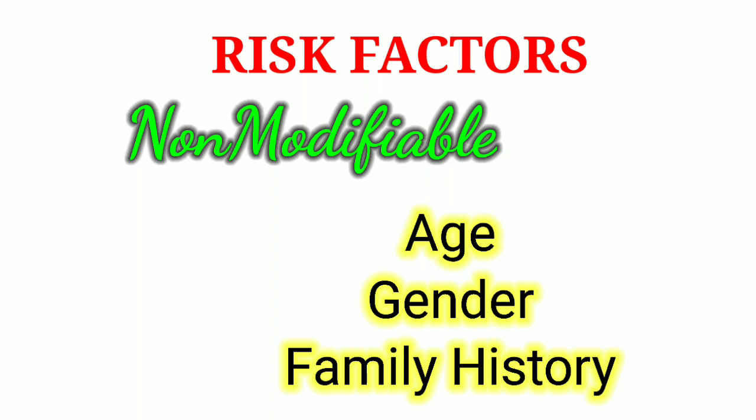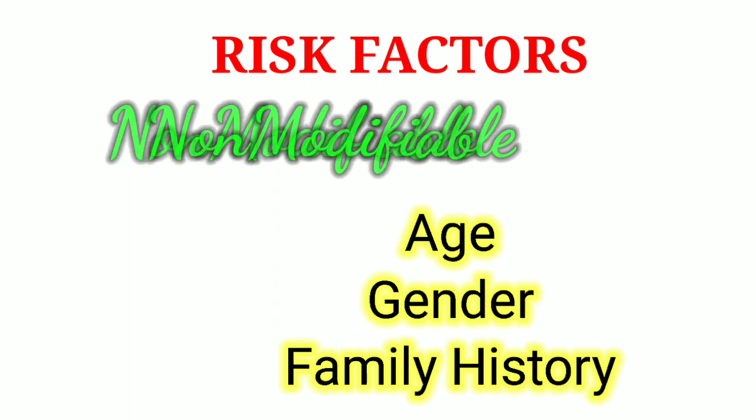After age and gender, it's the family history. If someone has a cardiac patient in the family who developed a heart problem at an earlier age, for example in a male before the age of 55 years, and in a female around 50 or 45 years, then the chances of the person developing angina will be higher. So these three risk factors, which are gender, age and family history, are non-modifiable. You cannot change these factors.